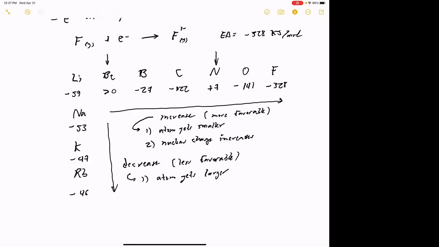So what that means is that the outermost electron we want to stick in there is getting farther and farther from the nucleus. If it gets farther from the nucleus, it's going to feel less nuclear charge, which means it's going to be harder to stick that electron in. The other argument we can make is that the effective nuclear charge also decreases due to the increased layers of core electrons. Again, we use that very same argument when we talked about ionization energy.